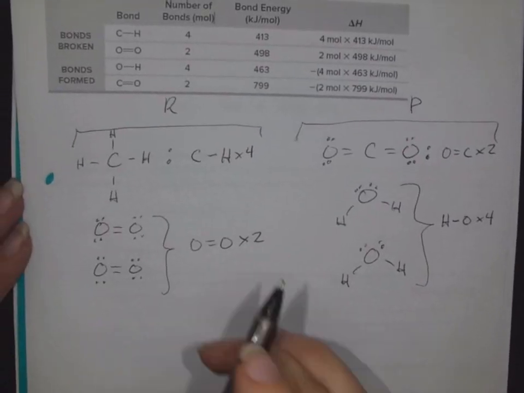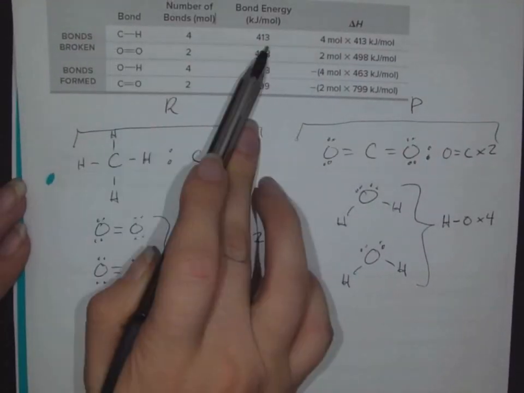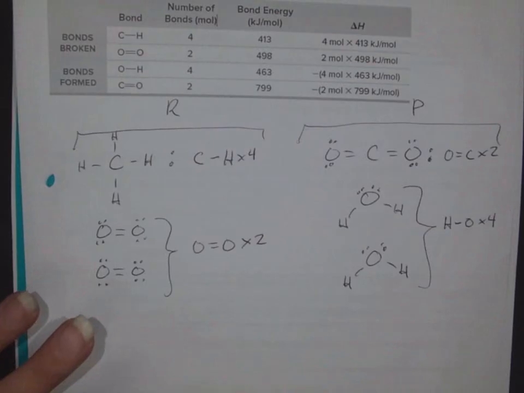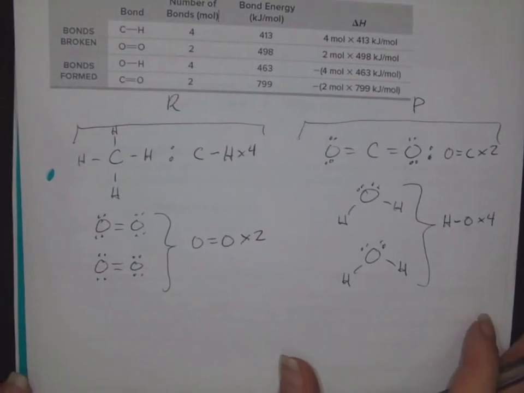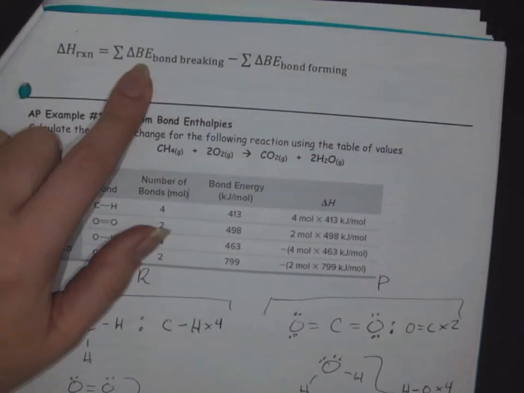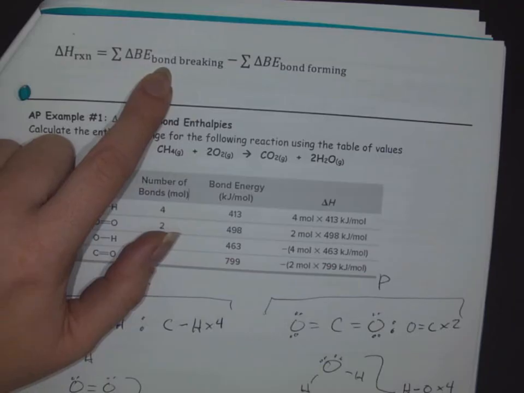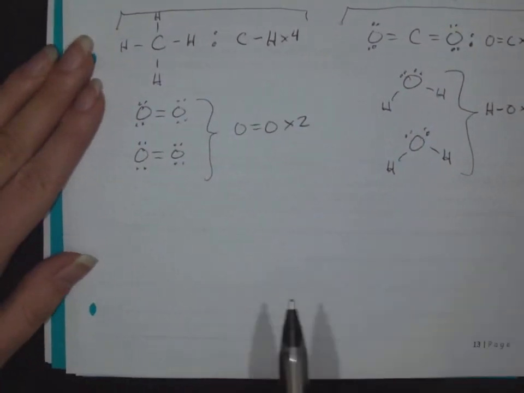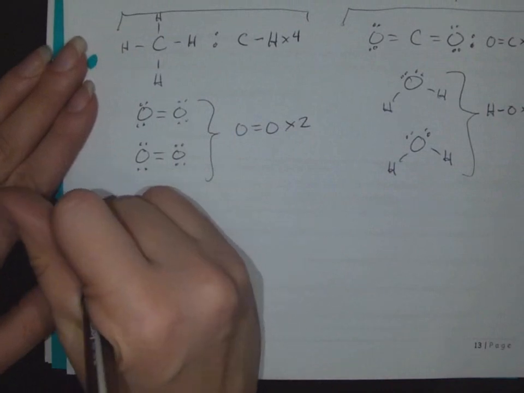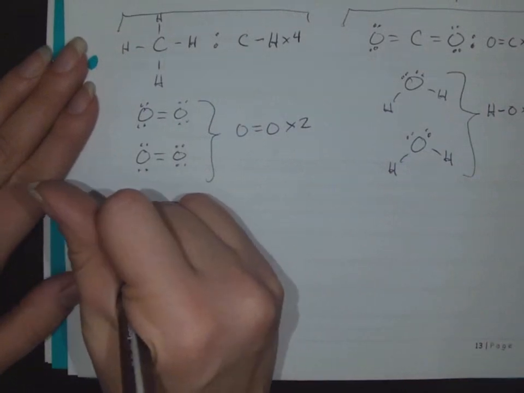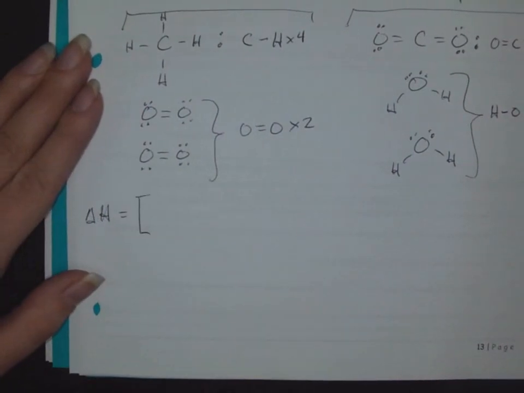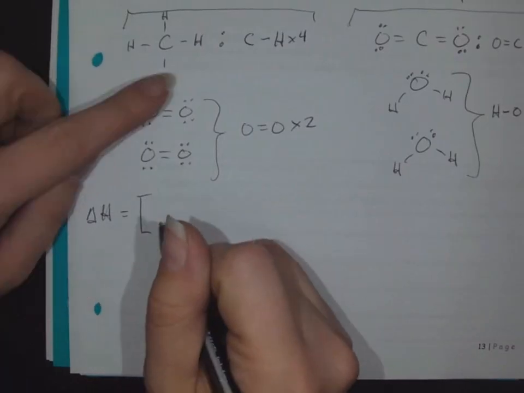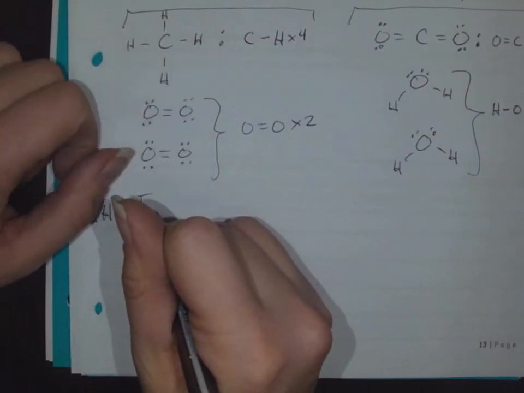Now, I have numbers for these different bonds right here, but before we do that, I want to lay out this summation. So the sum of the bonds broken minus what's formed. So here's what's being broken. I know delta H is going to equal the sum of the bonds broken, so I usually do brackets.